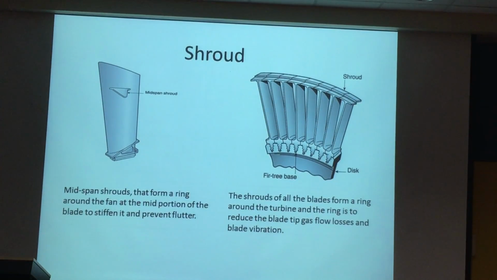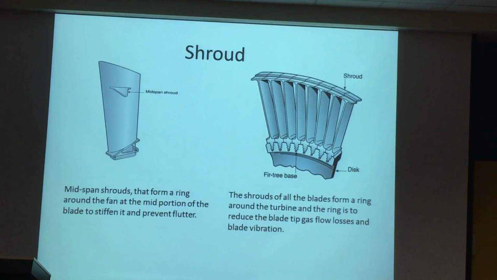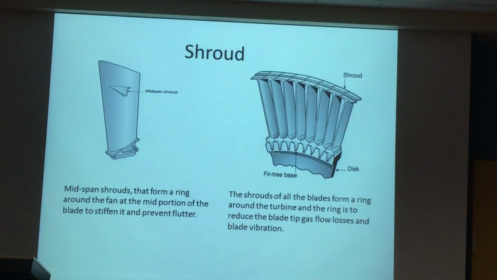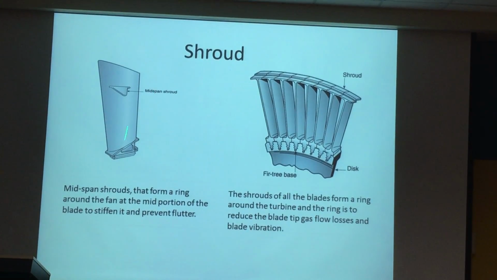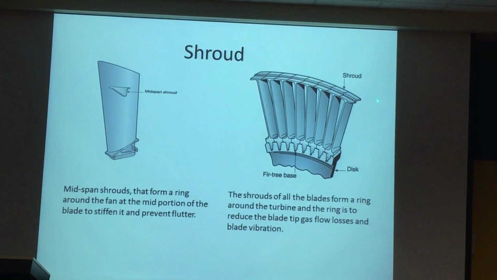Okay, next one is to improve your engine performance. There's one thing they need to avoid, which is vibration. Because your engine is turning at very high speed, a slight vibration can cause damage. So they must avoid vibration. So they introduce shrouds, something called shroud. Because turbine blades or compressor blades are very thin, they have a cantilever effect. So there is a mid-span shroud for the fan, and for the turbine, at the tip they put on a shroud.